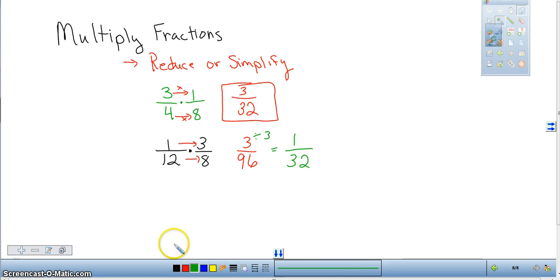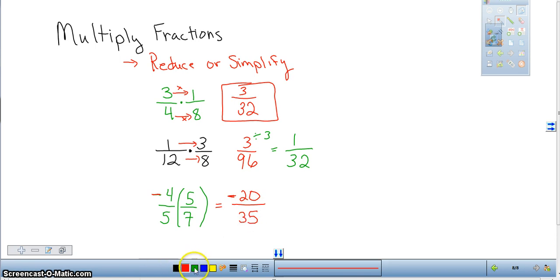Okay, let's try another one. What if you have a negative number? What if I have negative 4 over 5 times, this time I'm going to use a parenthesis. Remember, all these mean times. Times 5 over 7. There's only one negative, so that means negative 4 times 5 is negative 20. 5 times 7 is 35.